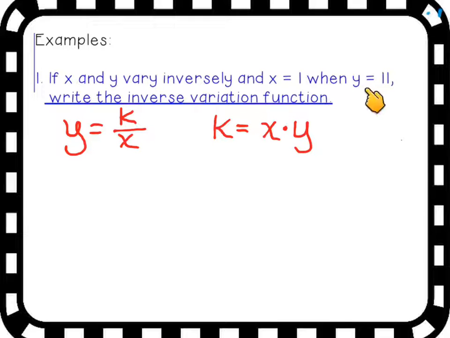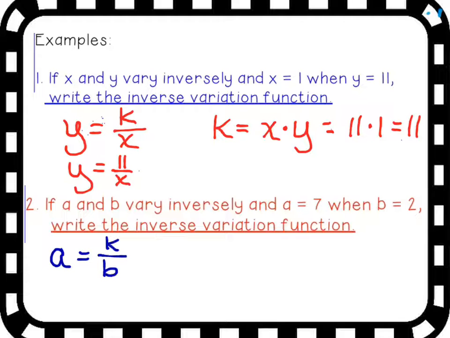Well, this is not a situation where we have any more than 2 numbers, x and y. So x times y is going to be 11, and then it says to write the inverse variation function. So you're just going to take that variable out and plug in this number. And there's your answer. And the next one is similar to that.